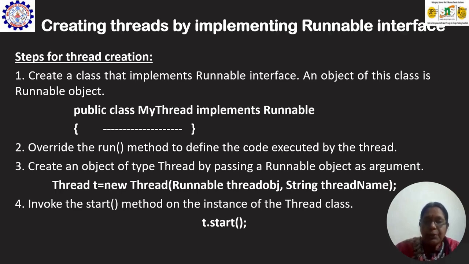And we are going to create an object for the thread by passing the runnable object as an argument: Thread t equals new Thread of runnable object. Then we invoke the thread using the start method, t.start. So remember, as we discussed, we are going to have a start method, and method overriding done on the run method of the thread.